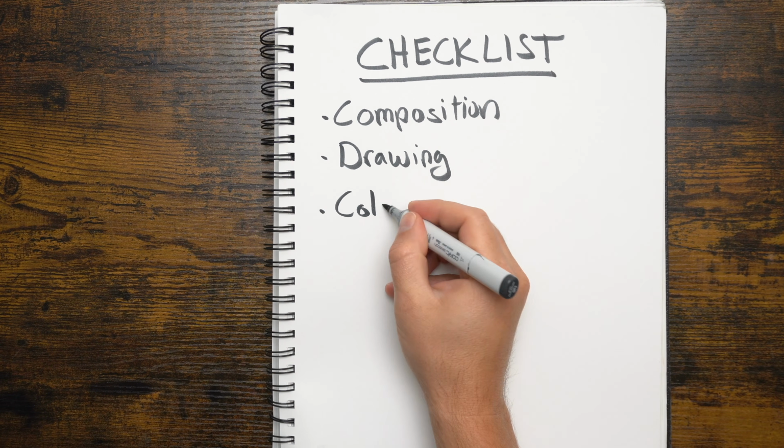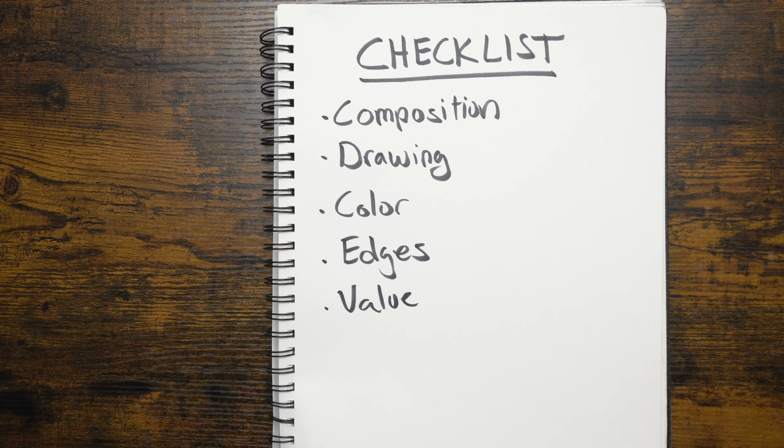Now, this checklist of questions has 5 major categories. And surprise, surprise, these categories are the fundamentals. They're composition, drawing, color, edges, and value. Think of these categories as tools. Well, really what they are is they're the skill sets that you need to have to paint.